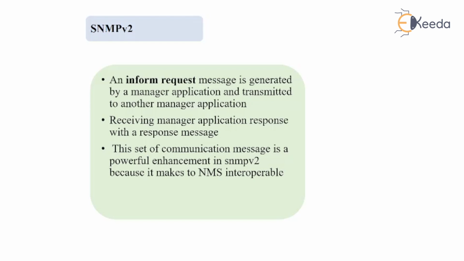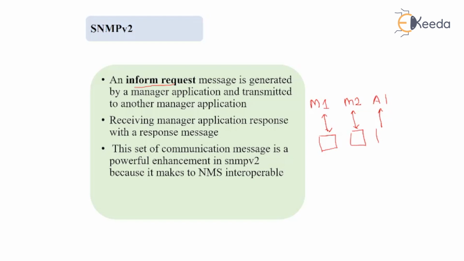An inform request, this is the name of the message, which is generated by a manager application and transmitted to another manager application. So SNMP V2 architecture is usually used to establish the communication between multiple managers. Suppose this is manager 1, this is manager 2, and this is agent 1. Then there will be communication between manager to manager also, and manager to agent also.